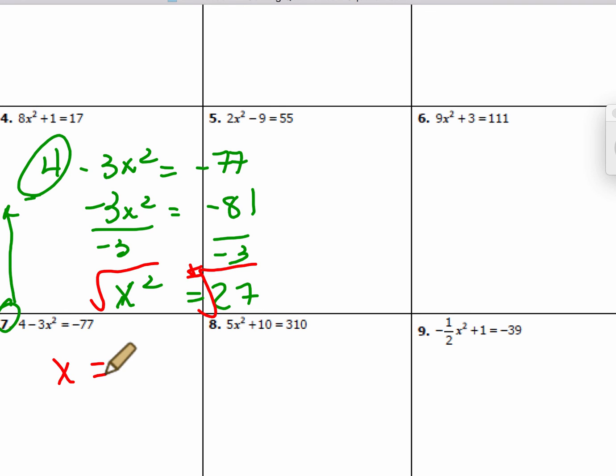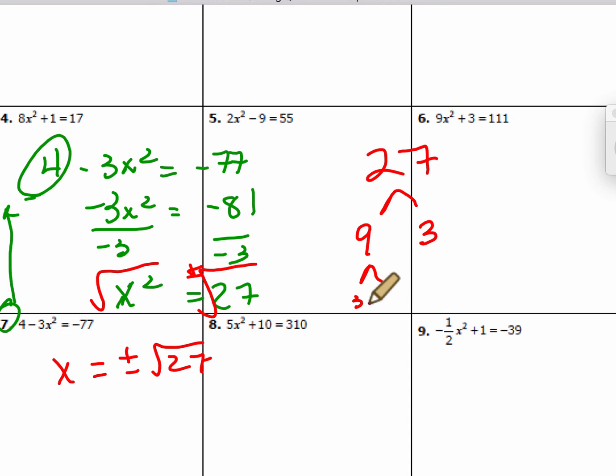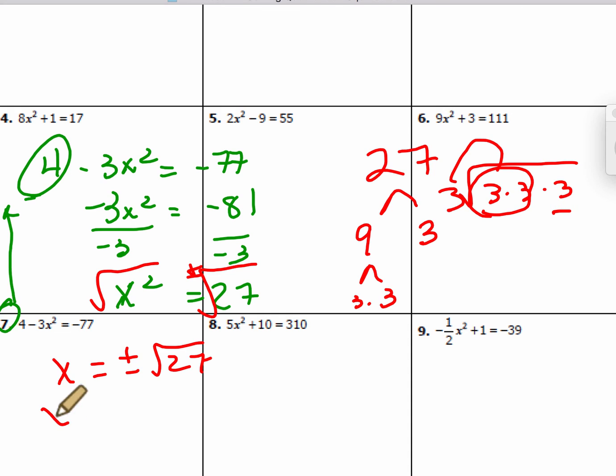So I get x is plus or minus the square root of 27, which I have to break down. 27 is not a perfect square. I know that it's 9 times 3, and 3 times 3 makes 9. In case you forgot, 9 is a perfect square, but another way to think about simplifying radicals is you're looking for numbers that appear twice as a factor. So they come out, and 3 stays under. So I get x is plus or minus 3 square root of 3.